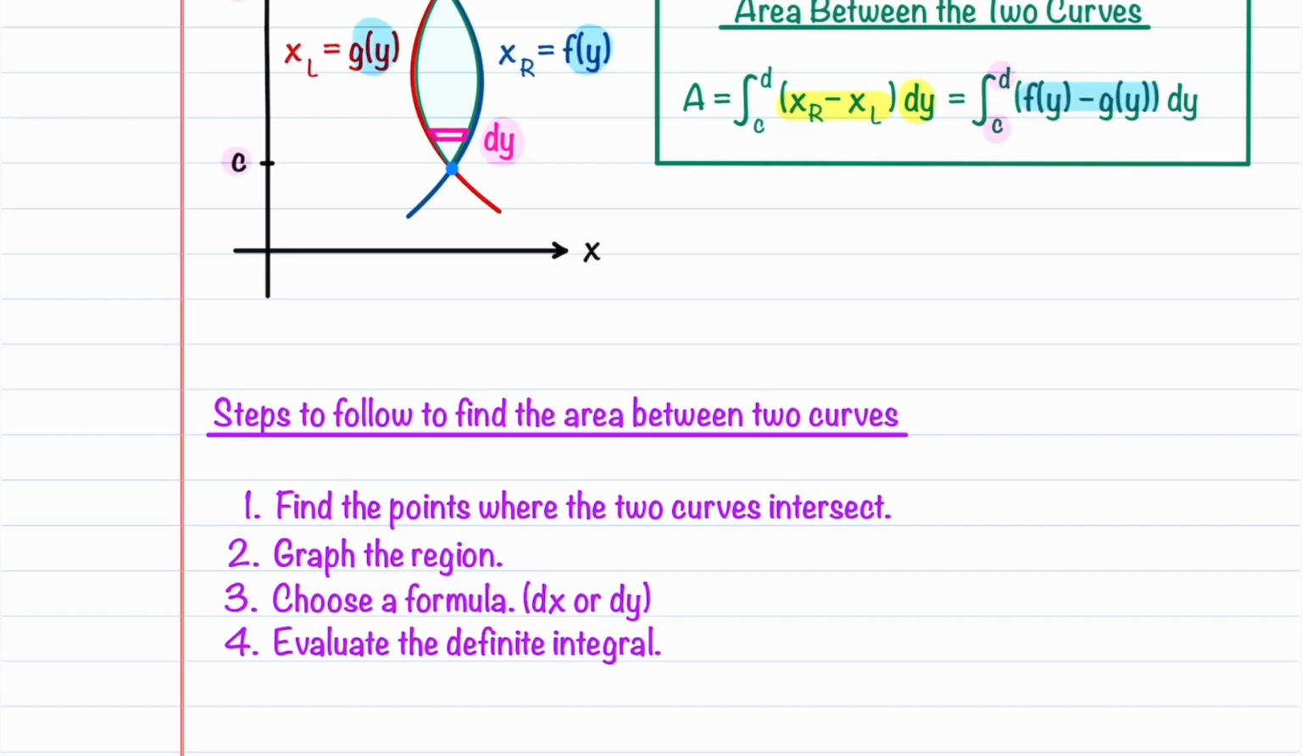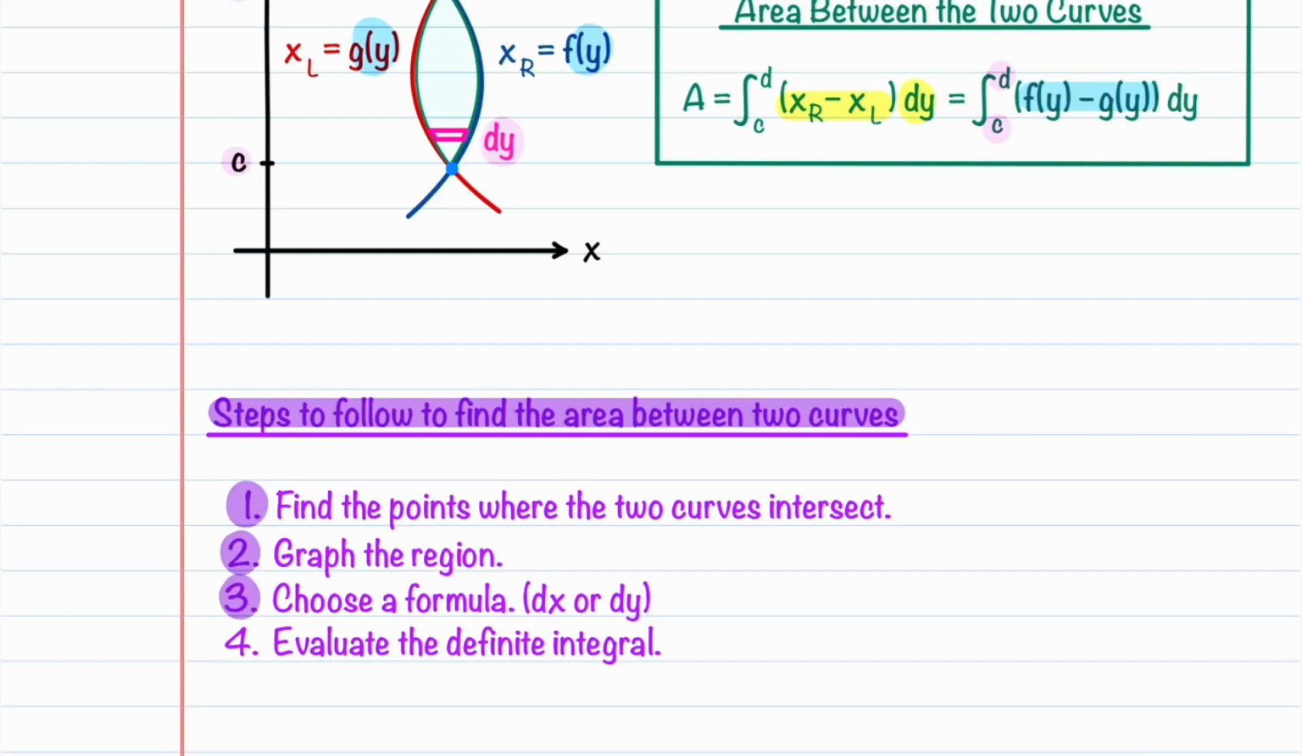To make things easier, I've written down 4 steps that we can follow to find the area between two curves. The first thing that you want to do is to find the points where the two curves intersect. To do this, all you're going to do is take the two curves, set them equal to each other, and solve for x. The second step is to graph the region. You'll graph the intersection points and then the two curves.